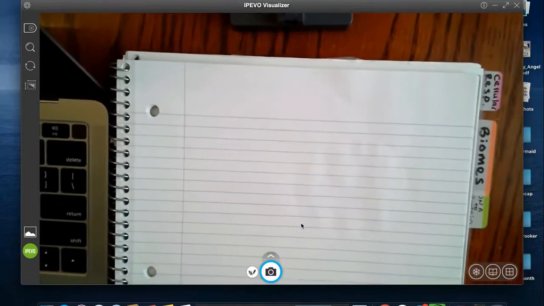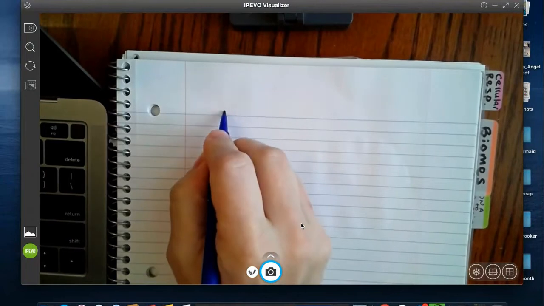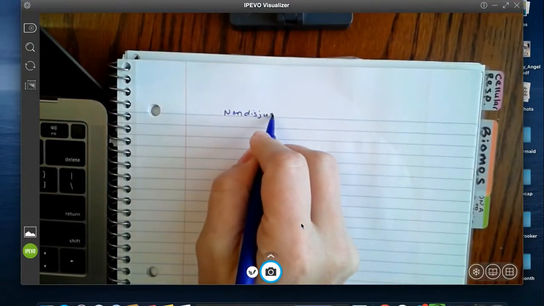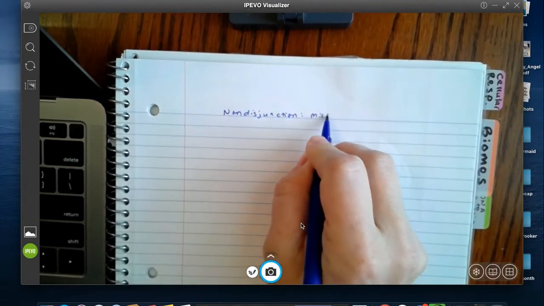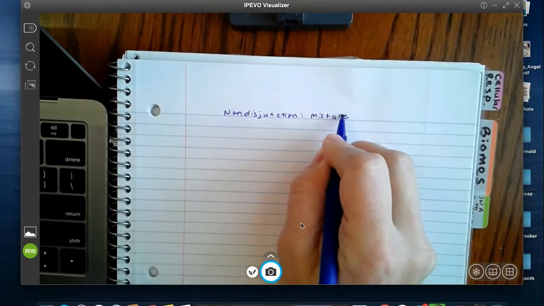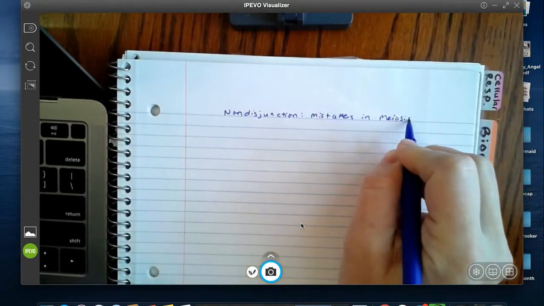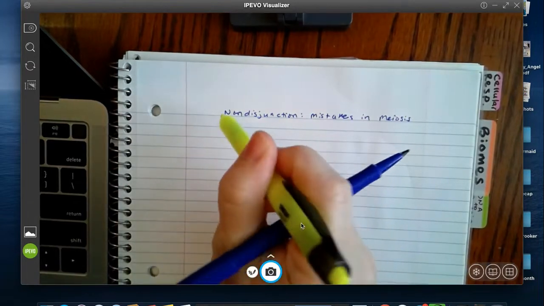Okay, we're going to go over a very small concept right now. So the title of this is going to be non-disjunction. And this is going to be when there are mistakes that occur in meiosis. So non-disjunction, what does this word mean? It means not coming apart.